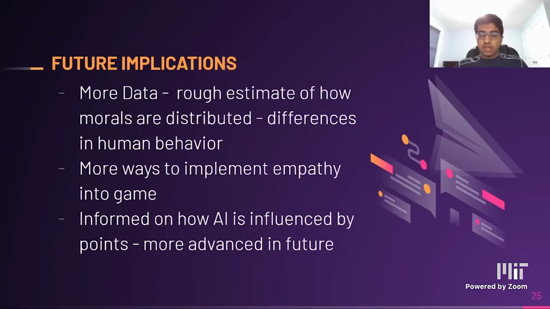With more time, our dataset would have included a wider range of test players. This would result in better interpretation of how morals are distributed and showcase the differences in human behavior.